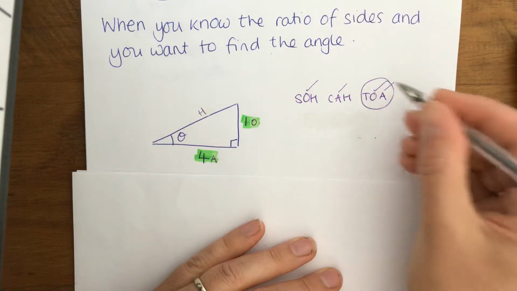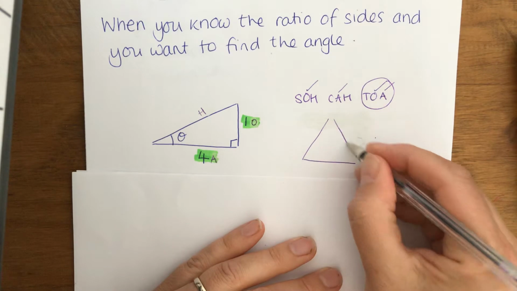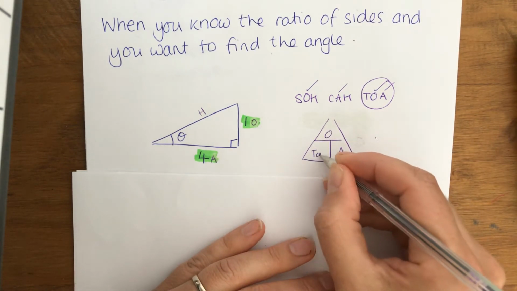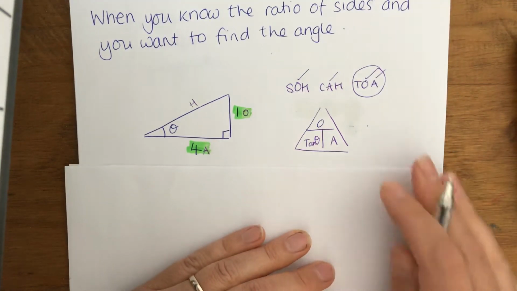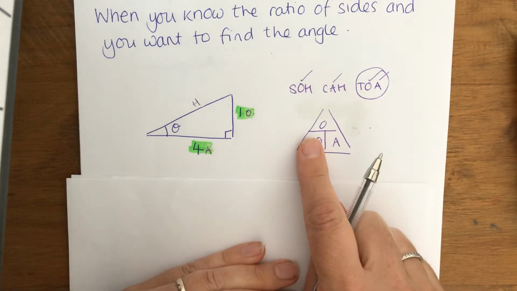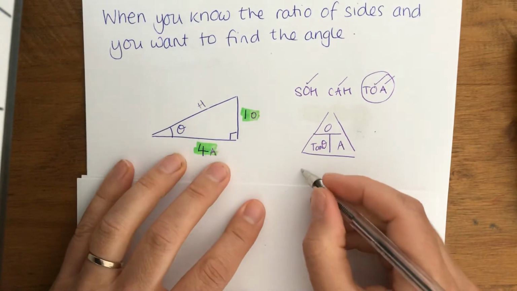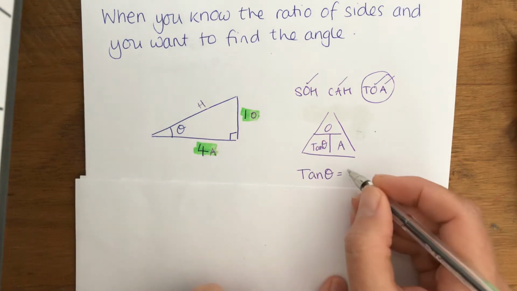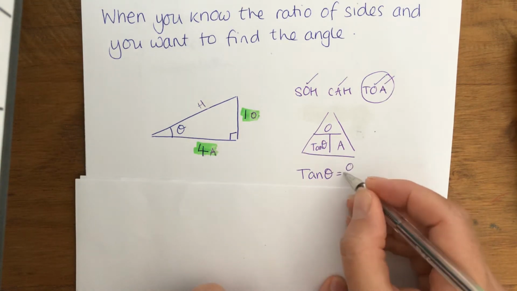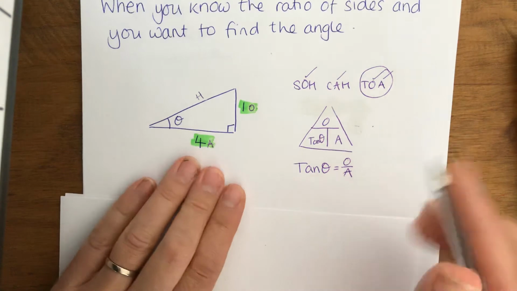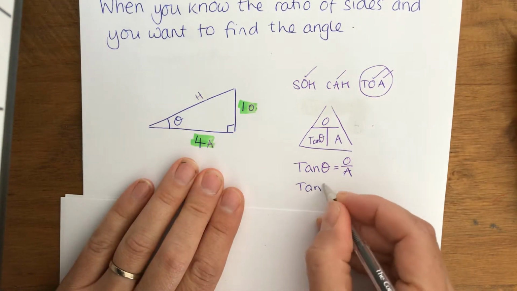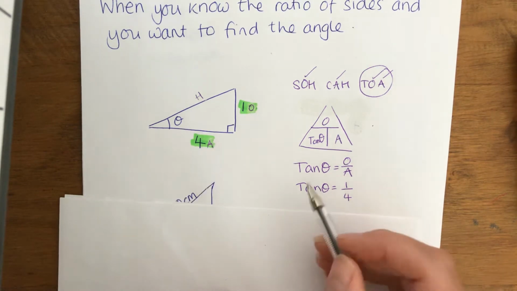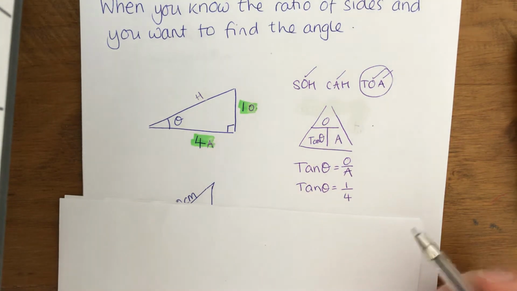So where is opposite and adjacent? 2 ticks in TOA. You can draw the triangle again, TOA, and T stands for tan of the angle. Because you want the angle, you can cover that up and say that tan of the angle you want to find is opposite divided by adjacent. The opposite side is 1 and the adjacent side is 4. So tan of the angle of interest is a quarter.